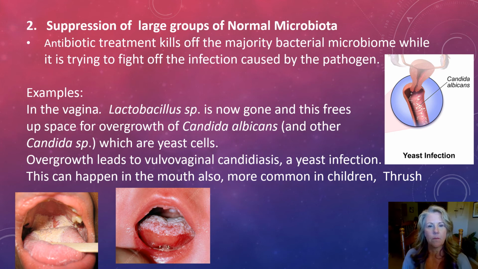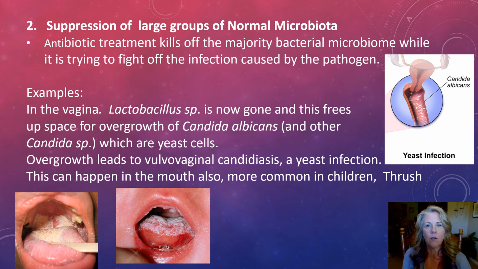So let me give you some examples here. In the vagina, we talked a little bit earlier about species of lactobacillus. And if lactobacillus is now physically gone, this frees up space. The tenants are now gone, and it frees up the space for overgrowth of other types of organisms. Now, if you're taking antibiotics, that's geared to kill bacteria, and there are other types of microorganisms that make up our microbiome, our microbiota. One example is a yeast known as Candida, Candida albicans. There are other species, but this is the species we're going to use today.